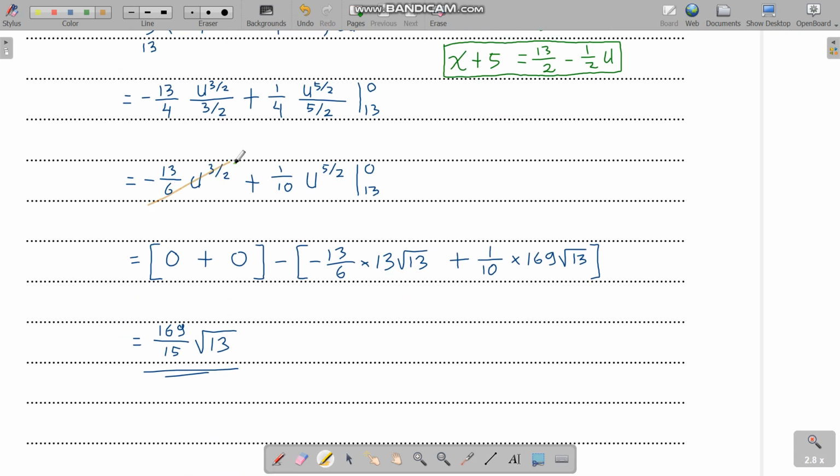If you plug in 0, this is 0, this is 0. If you plug in 13, well, 13 to the power of 3 halves, use your calculator, you get this. 13 to the power of 5 halves, you get this. And actually you can just use a calculator for the whole thing here. You'll get 169 over 15 root 13, final answer.